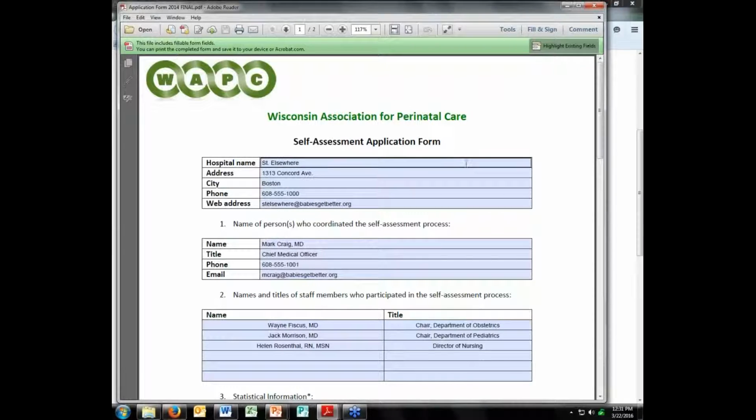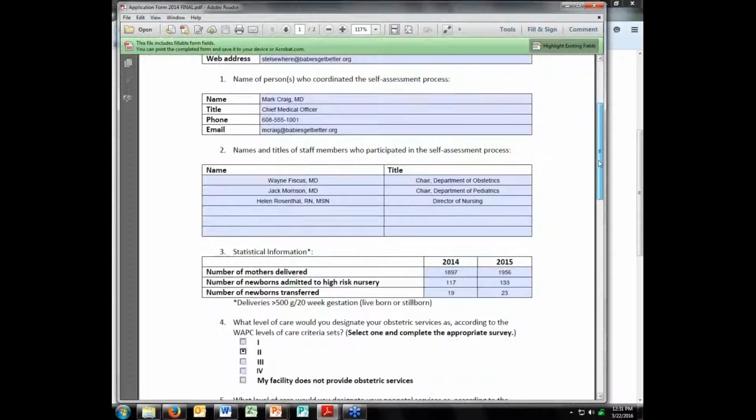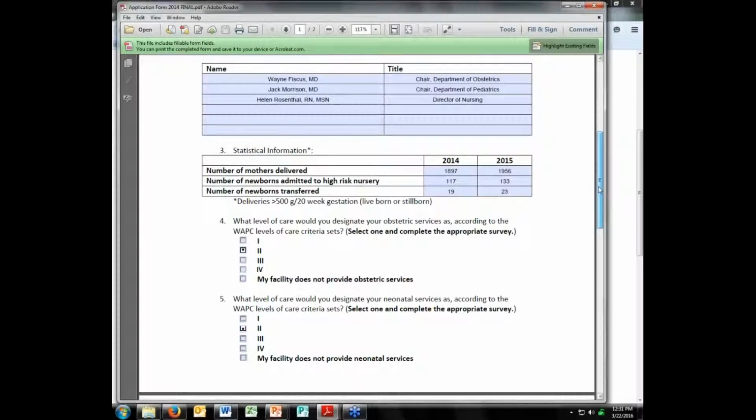You see what it looks like. Again, these are fillable fields. We see the hospital name and address, contact information, the person who coordinated the self-assessment process. And for those of you who can remember TV in the 80s, you will recognize these as being characters from the hit series St. Elsewhere. We promoted Wayne and Jack Morrison and Helen Rosenthal. We ask for this statistical information, and what this does is give us an idea of the numbers of babies that are actually being delivered at these hospitals.